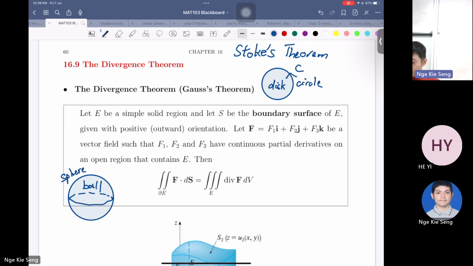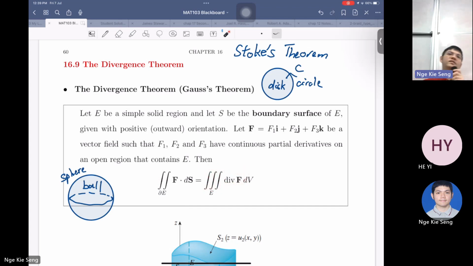So how do we relate these things? Similarly, we have a vector field. How do we play around with this vector field here? First, we take the surface integral of this vector field. If I take the vector surface integral, or the flux integral, over this closed surface, this is equal to the triple integral of div F dV.